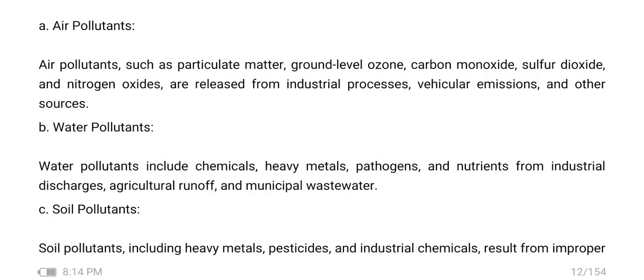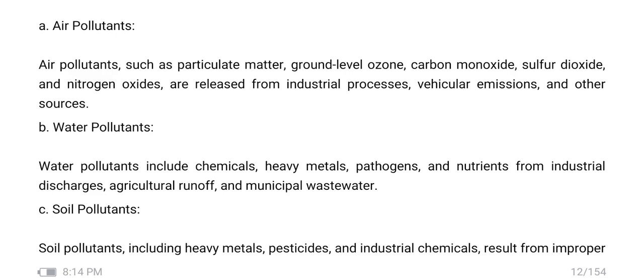Types of pollutants. Air pollutants. Air pollutants such as particulate matter, ground level ozone, carbon monoxide, sulfur dioxide, and nitrogen oxides are released from industrial processes, vehicular emissions, and other sources.